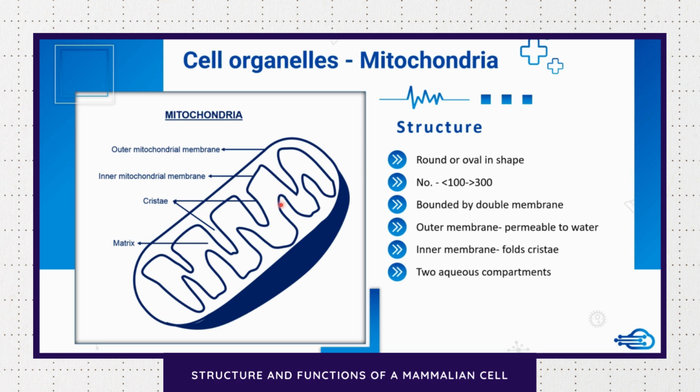So it forms two compartments because of these two membranes. One is between the outer and inner mitochondrial membrane, and one is inside the inner mitochondrial membrane. So two aqueous compartments are formed, and the inner compartment is known as the matrix. It contains DNA, ribosomes and enzymes which are required for replication. Yes, mitochondria also contain DNA. Okay.